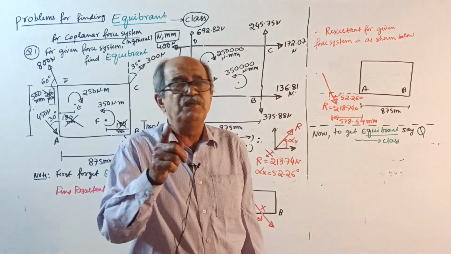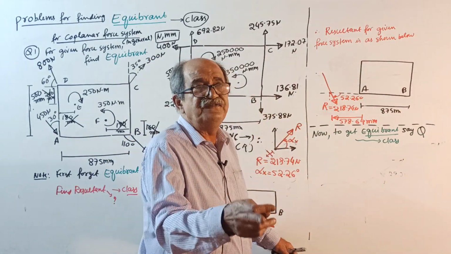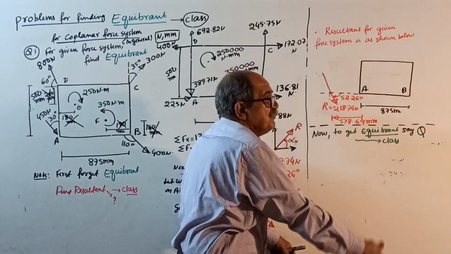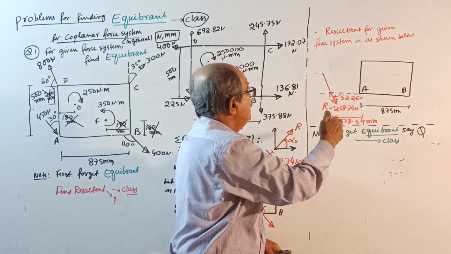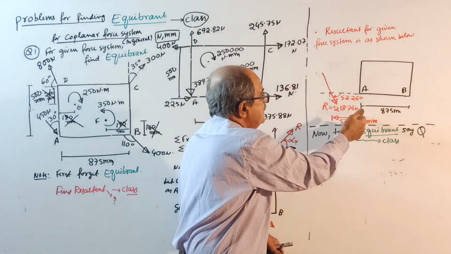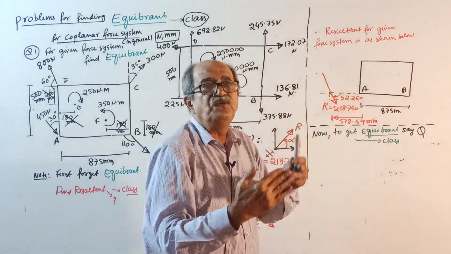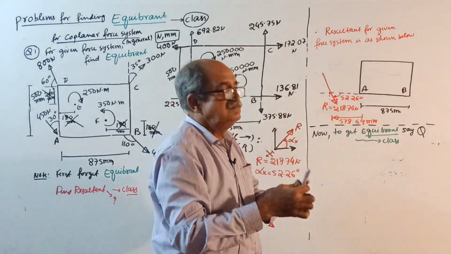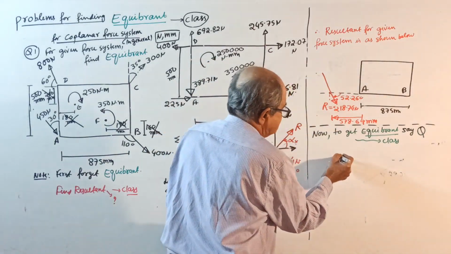So that equibrant force should have exactly the same magnitude as the resultant, and should have the same line of action. That is, it should cut at what distance? Same distance, but opposite direction. By chance, if you put it somewhere else, it will create a couple. After all the statements, the answer is C.